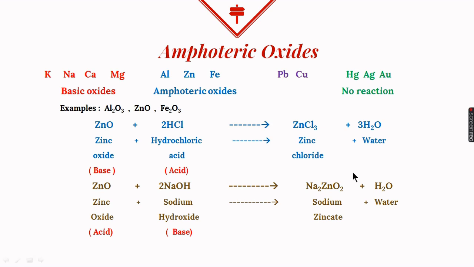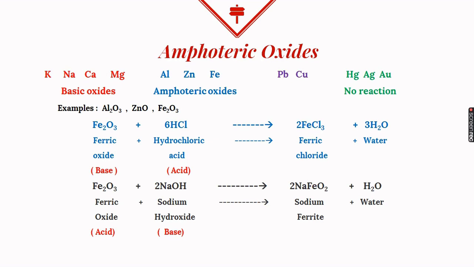Just for your hint, you can see the formula of ferric oxide is exactly the same as that of aluminium oxide. So the formula of their products will also be exactly the same. So pause the video and try to write the equations. So these are the equations of ferric oxide with acid and base, and I hope you have got them right.